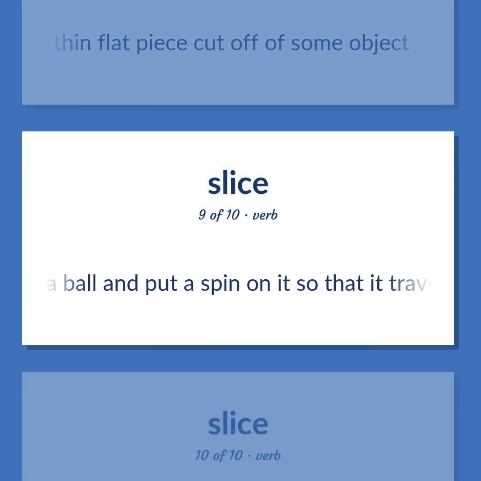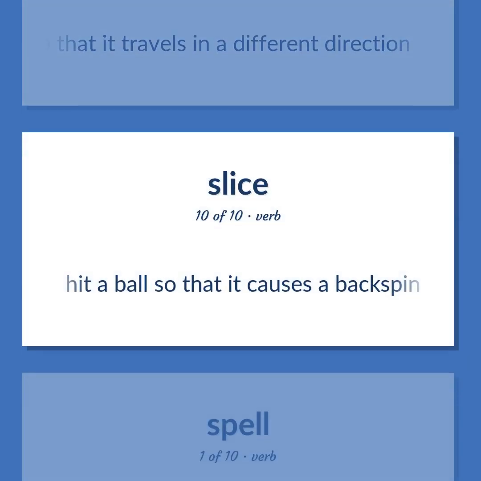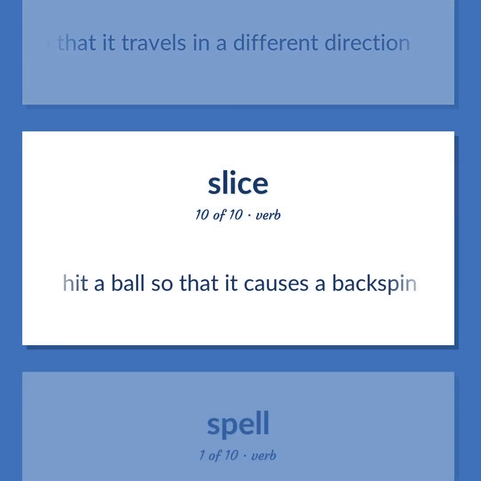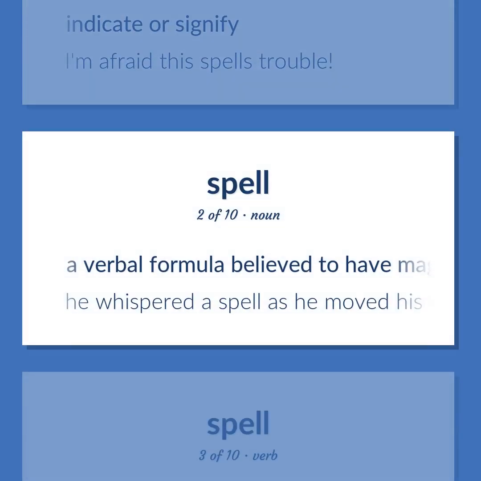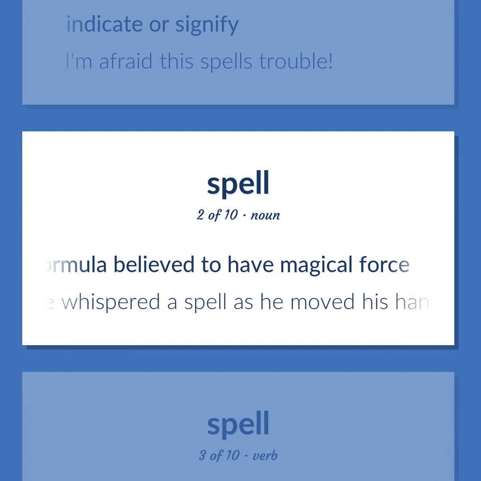Hit a ball and put a spin on it so that it travels in a different direction. Hit a ball so that it causes a backspin. Indicate or signify. I'm afraid this spells trouble. A verbal formula believed to have magical force. He whispered a spell as he moved his hands.